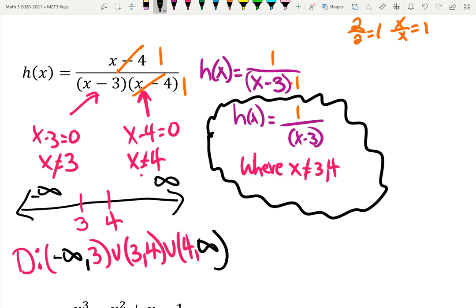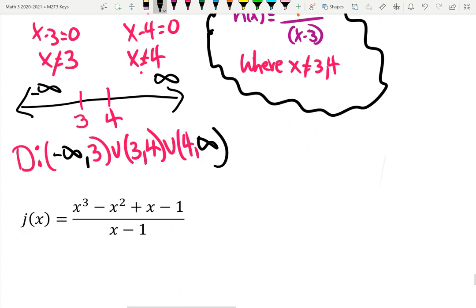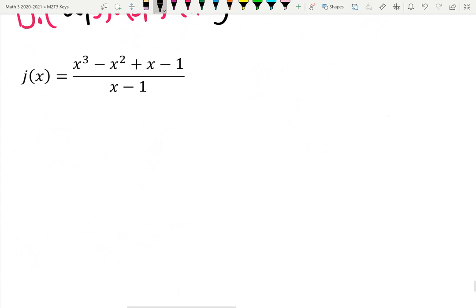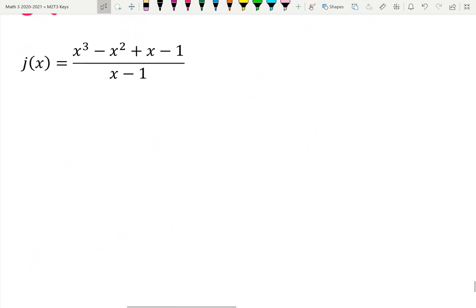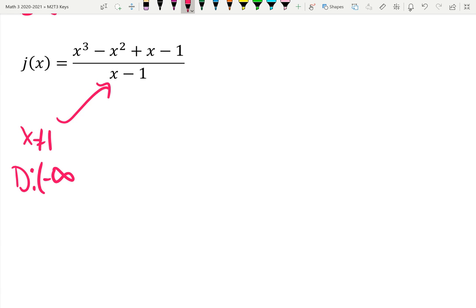All right, let's jump into the last guy. Oh my God, what am I going to do? Well, factor. Now you're going to have to use an advanced factoring technique. Good thing our last unit was about factoring. Now I want you to know that my domain still, x cannot be 1. So my domain is going to be negative infinity to 1, union 1 to infinity.